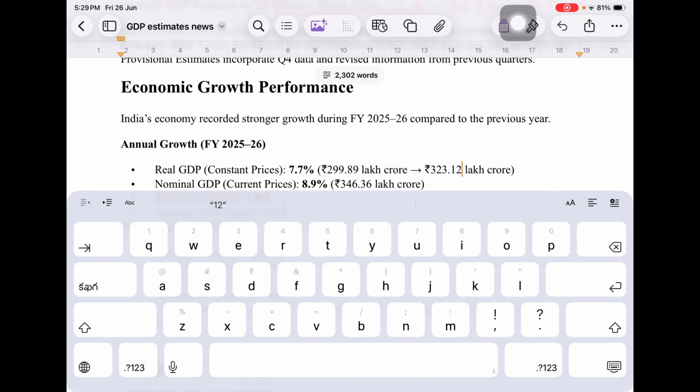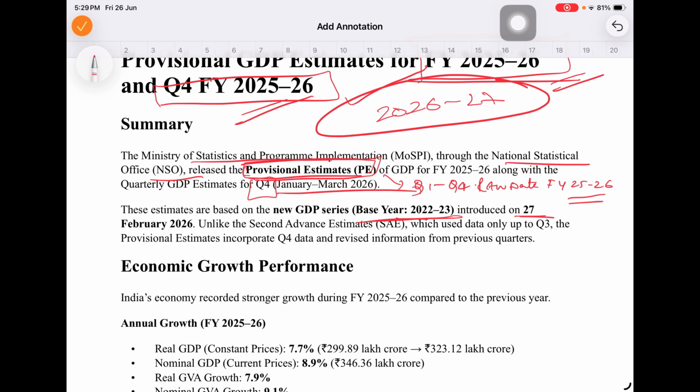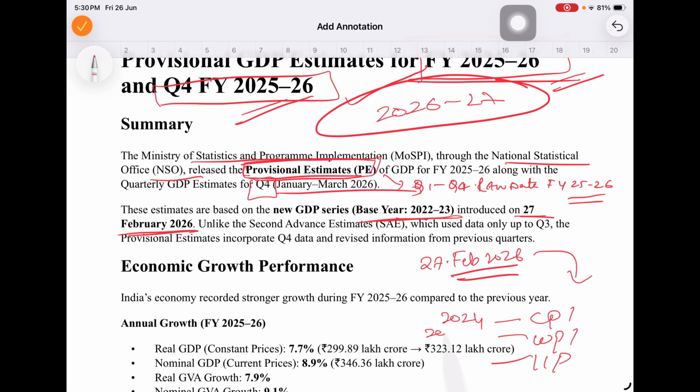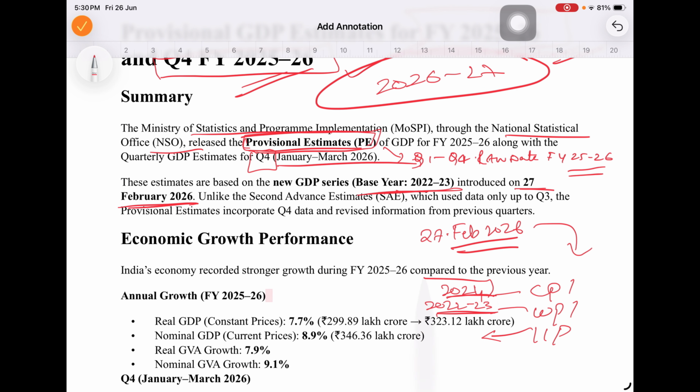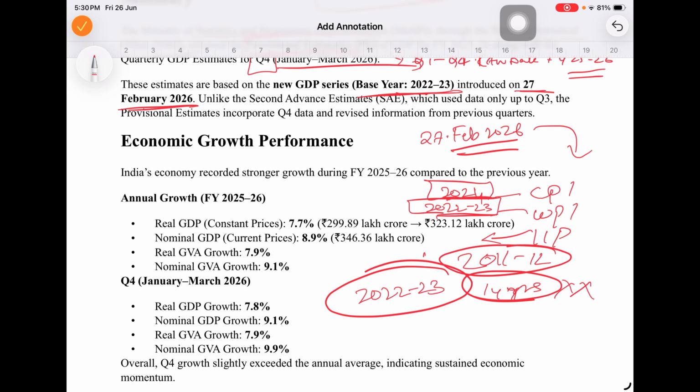And now these estimates are based on the new series. You have to know this information. Now the GDP series base year is 2022-2023, which was introduced this year only, on 27th Feb 2026. And you also have to know that CPI, WPI, IIP have also moved: CPI's base year is 2024, WPI's base year is 2022-2023, and IIP I forgot currently. So these are the base years for everything. They are trying to change the base years because previously it was 2011-2012, which is redundant. It is more than 14 years old, no? So you can't use this information. It becomes outdated. So in order to get better assessment of inflation and depreciation, you have the base year at 2022-2023 currently. So that is all, guys.